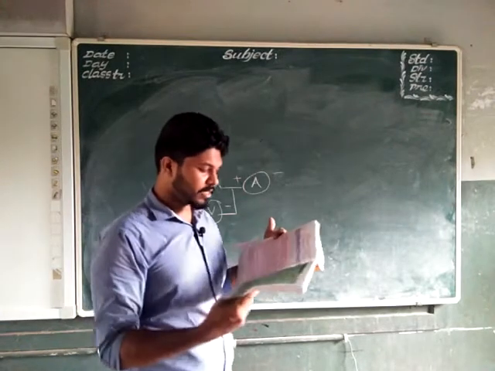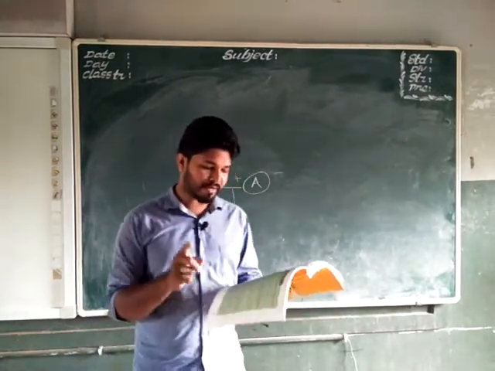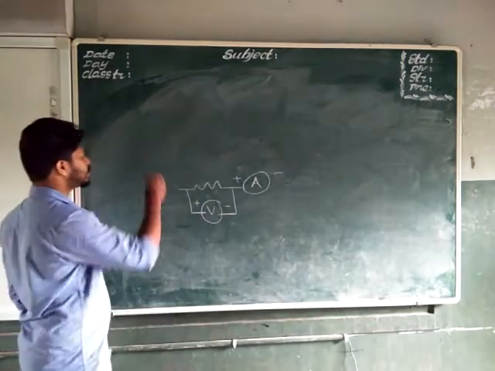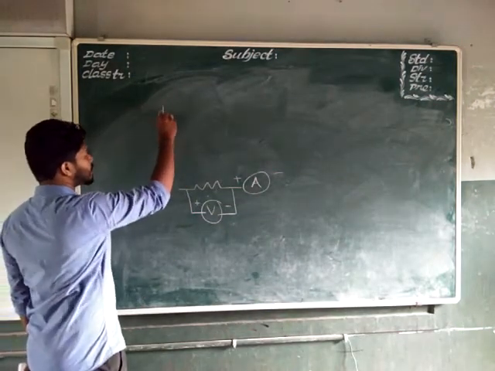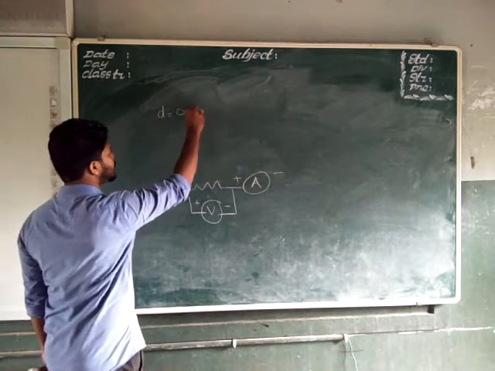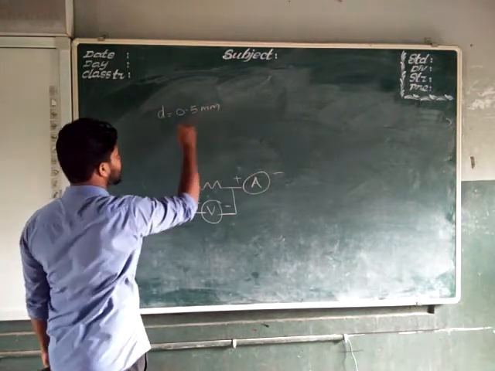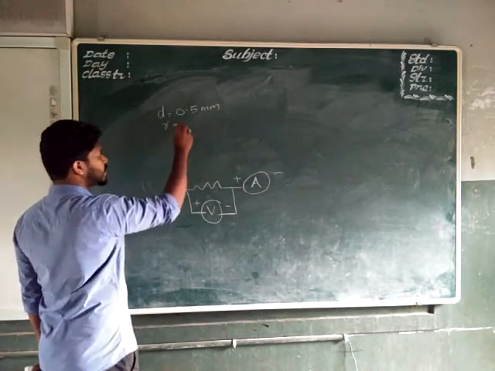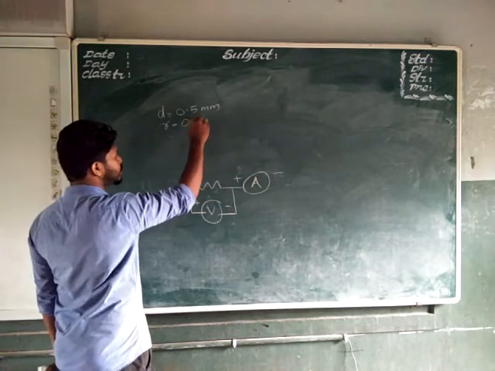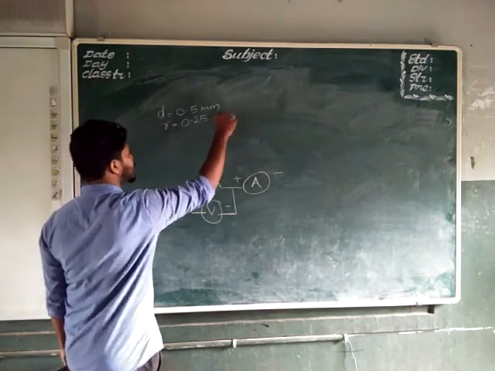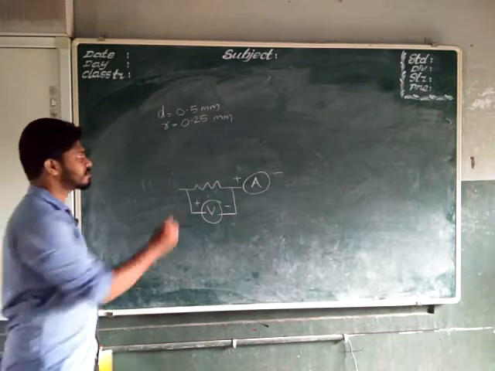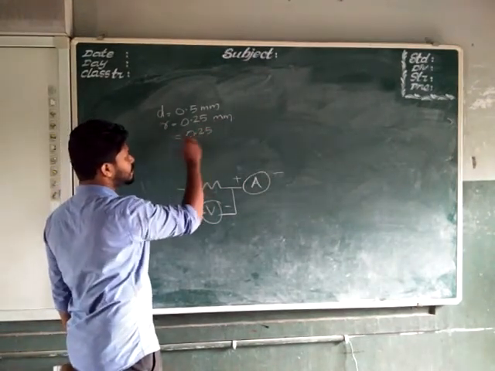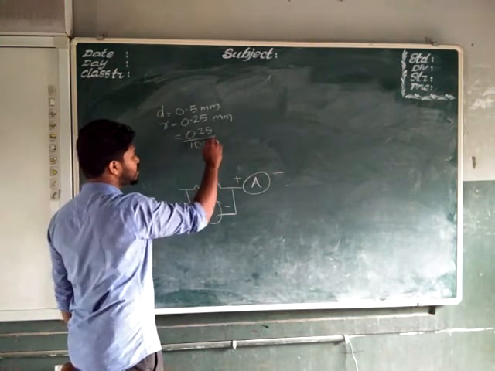Okay, right. Sixth question. A copper wire has diameter 0.5 millimeter. Let me write it here. Diameter of copper wire is equal to 0.5 millimeter, which is equal to, I have to convert it now itself. So radius is equal to 0.25 millimeter. Isn't it? Half of diameter is radius. I have to convert it into meter: 0.25 divided by 1000 meter.